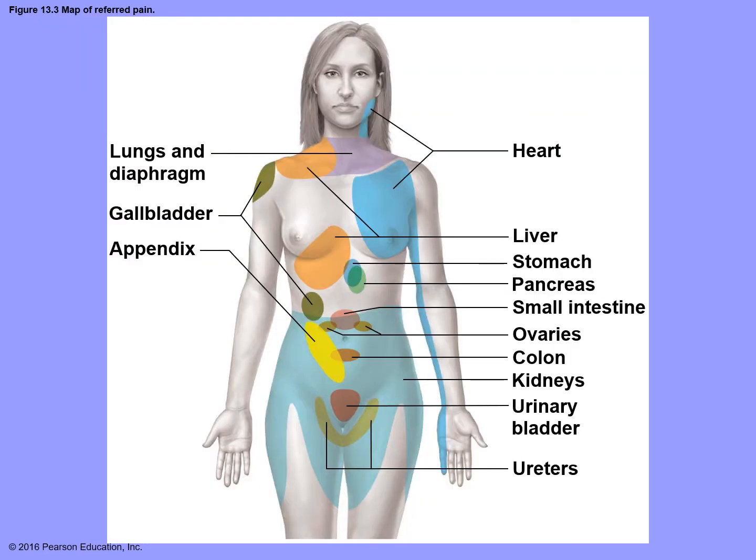And this diagram shows some of the referred pains. If you're feeling pain on your left upper side, not right on the shoulder, but along the neck, right in this area here, that's often from the lungs or the diaphragm. But if it's over here on the right side, sometimes that's the liver. If you feel pain over here on the right shoulder, that's sometimes the gallbladder. Or down here, the appendix is in this general area. And so it's not exactly where the pain's actually coming from.